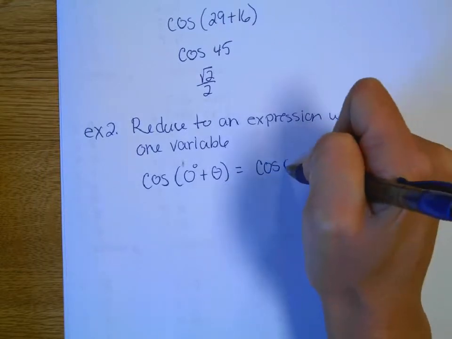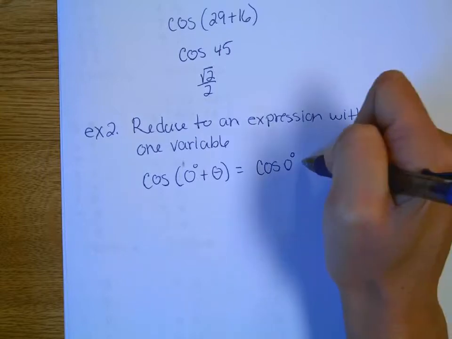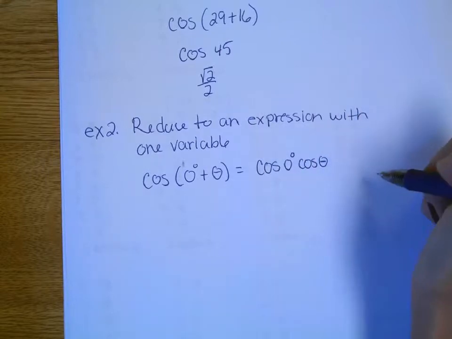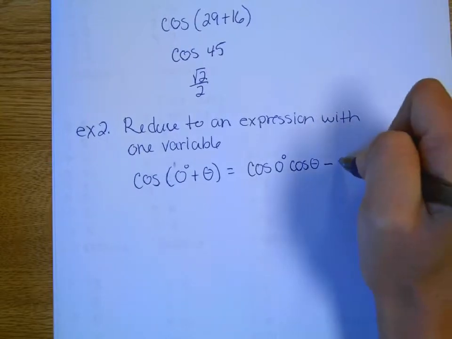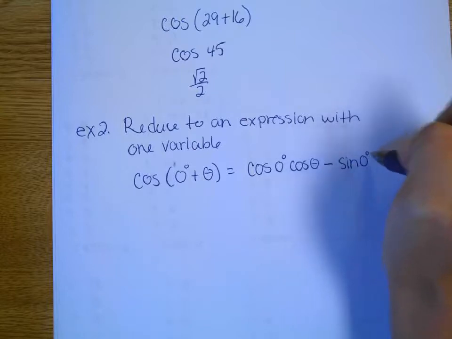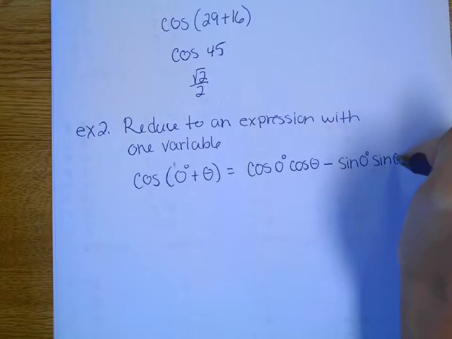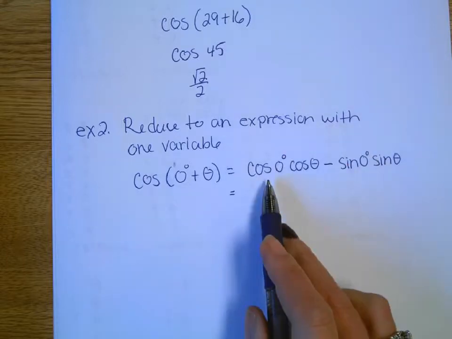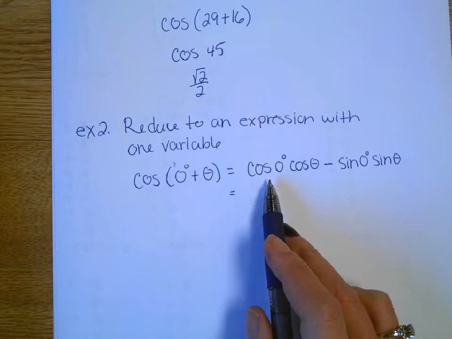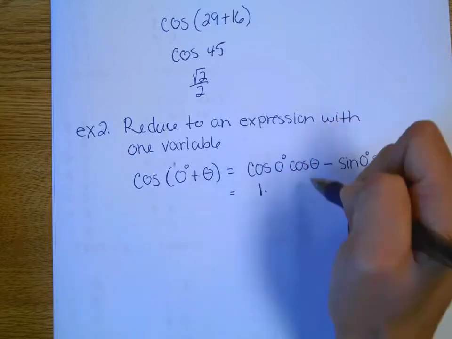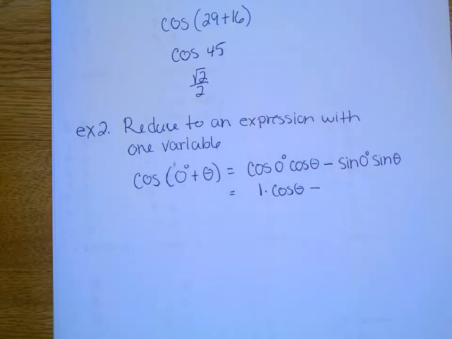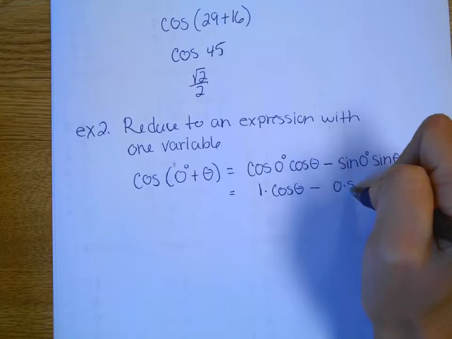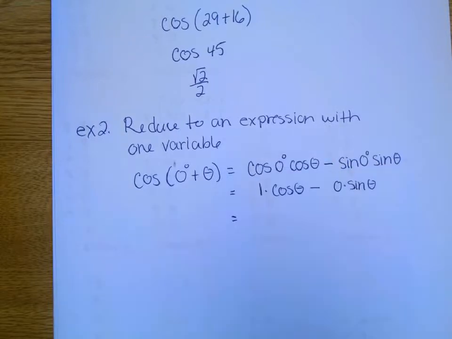Cosine of 0 degrees times the cosine of theta. Then what? Minus the sine of 0 degrees times the sine of theta. Okay, you can look up the cosine of 0 degrees on your sheet. What is the cosine of 0 degrees? That is 1. So 1 times cosine of theta. What is the sine of 0 degrees? 0. Finish it up. What are you going to have?